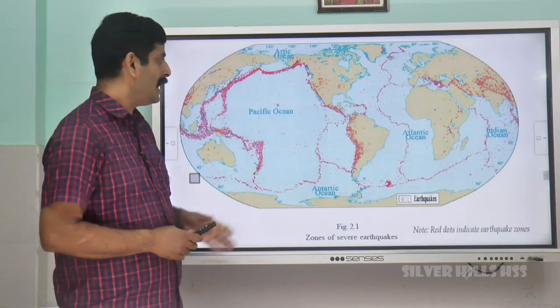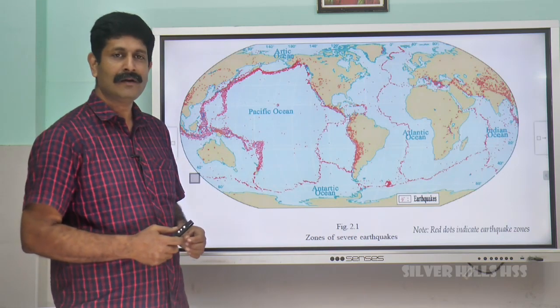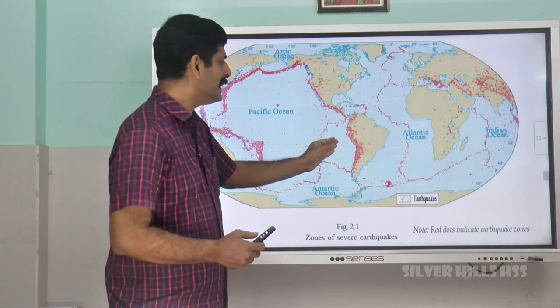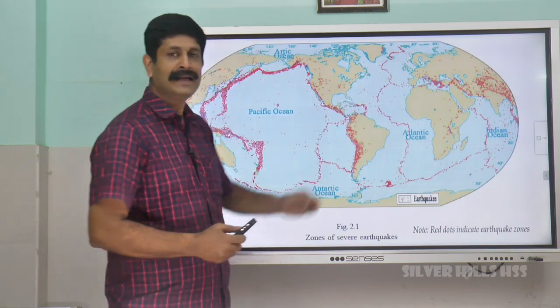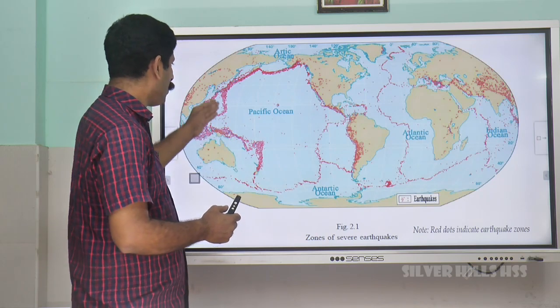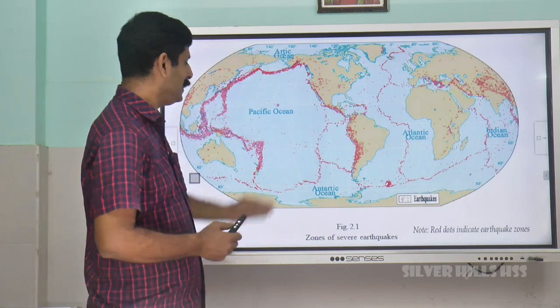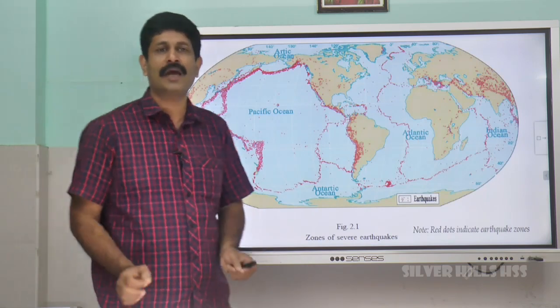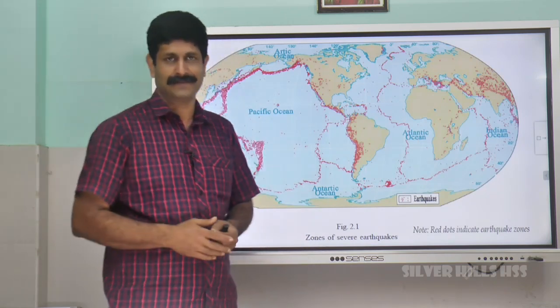Let us see the world map. Here we can see some dotted lines near the continental edges. Here we can see the red dots which are pinpointing the zones of severe earthquakes, the earthquake-prone areas.